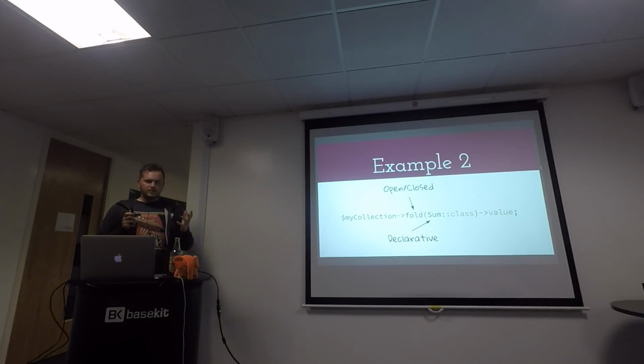You write your average logic completely separate from it, and then you just pass it in. The original class doesn't need to know you're calculating an average, it just carries on as if nothing's happened. And also, that logic you've written for average now works with any collection that has folds, because this whole thing's completely generic. So that's really cool.